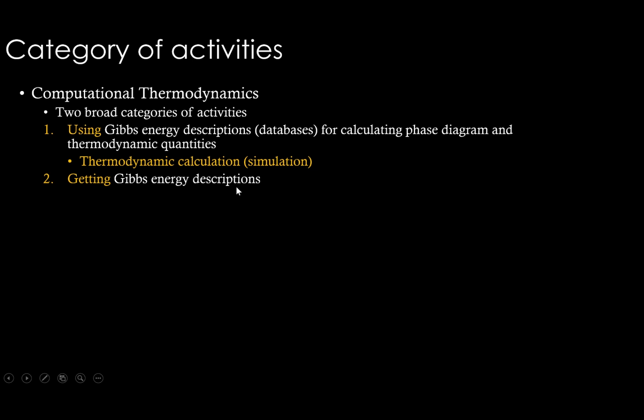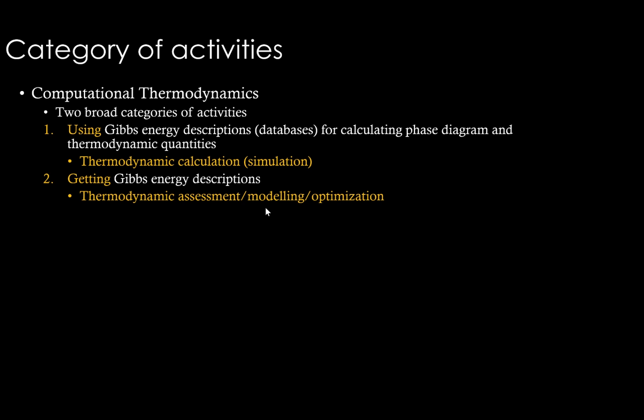The other one is getting the Gibbs energy descriptions or making these databases itself. Perhaps this should be the first one, but there is a reason why I am putting this using as the first category. I will come to that. Now, this getting Gibbs energy descriptions is basically through a process called thermodynamic assessment or thermodynamic modeling or thermodynamic optimization. So this is where the modeling happens. So before coming to this course, you might be knowing that this course is on a modeling and simulation tool, and the modeling part is here, that is basically getting the Gibbs energy description, and simulation part is when, once you make the Gibbs energy descriptions available in the form of databases, you use them to make the thermodynamic calculations.